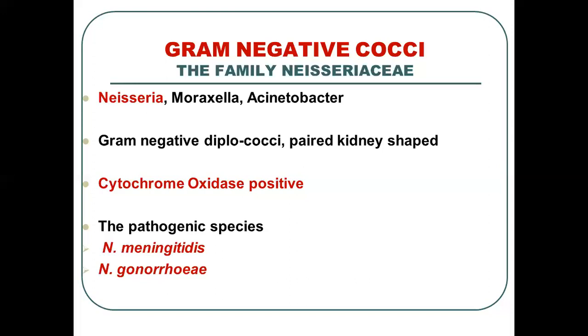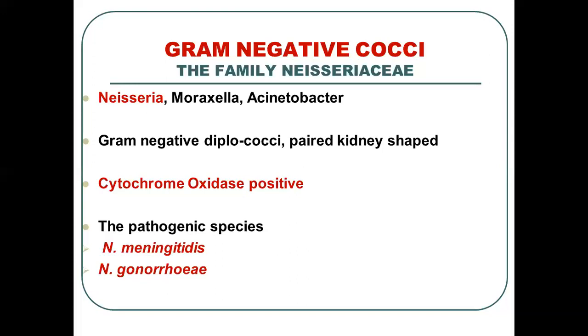Another characteristic of these microorganisms is that they have a cytochrome oxidase positive reaction. They have an enzyme known as cytochrome oxidase. This test is very important because it helps in the identification of the microorganism. We have two important species of Neisseria, Neisseria meningitidis and Neisseria gonorrhoeae. As these microorganisms occur in pairs, we can call them Diplococcus meningitidis and Diplococcus gonorrhoeae. So we have the gonococci and the meningococci, and they occur in pairs.